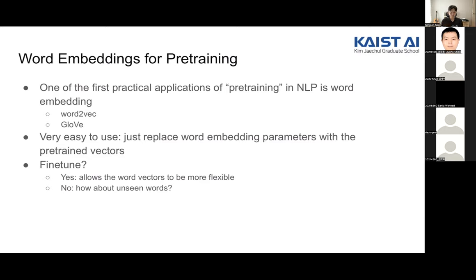Then there is some discrepancy between these words, especially if you start to see words that were not seen during training. So sometimes people just freeze these words and they think that works better. But I don't think there is a very clear win between these two options or strategies. I think one strategy works better than the other sometimes, and the other way in other cases.